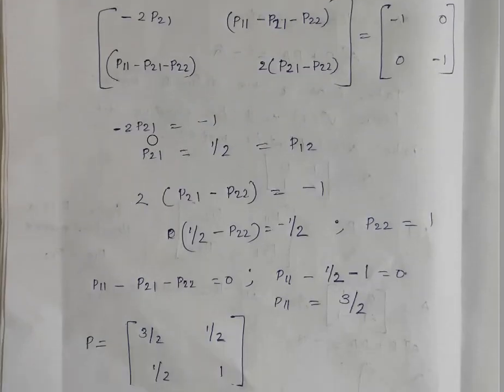So, from this equation, we get minus 2 P21 is equal to minus 1. P21 equal to 1 by 2. P21 equal to P12 since P is a Hermitian matrix. Now 2 into P21 minus P22 equal to minus 1. From this P22 equal to 1, and substitute in this equation, that is P11 minus P21 minus P22 equal to 0. We already have the values of P22 and P21. So by substituting this, we get P11 as 3 by 2. So our P matrix is 3 by 2, 1 by 2, 1 by 2 and 1.